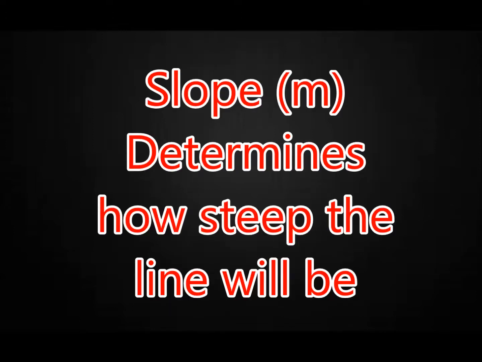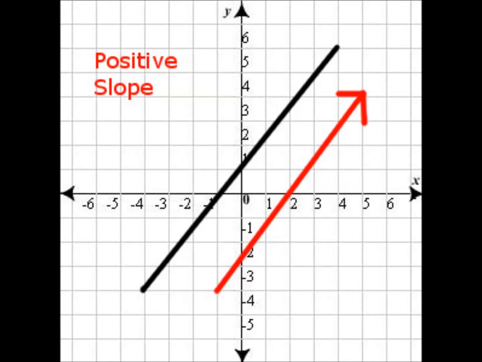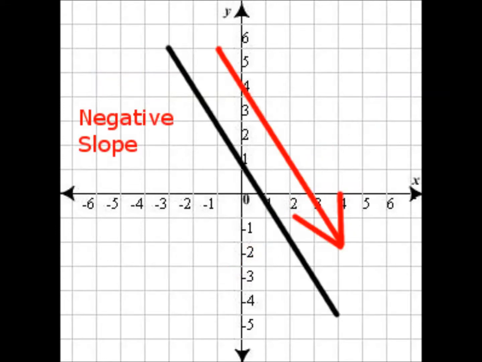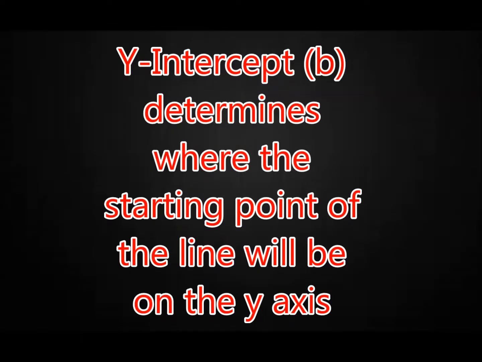The slope, or m, determines how steep the line will be. The slope can either be positive, or the slope can also be negative. The y-intercept, or b, determines where the starting point of the line will be on the y-axis.